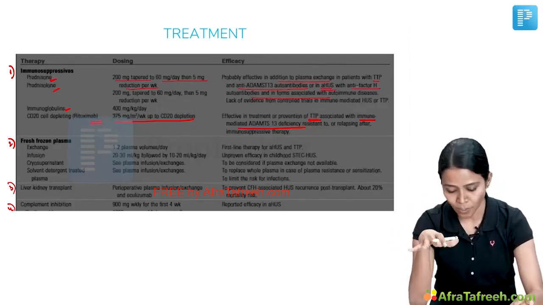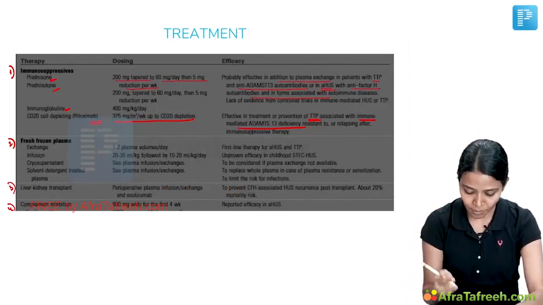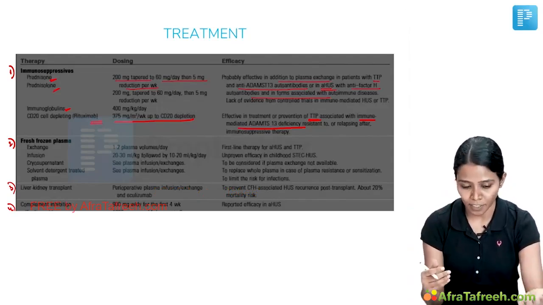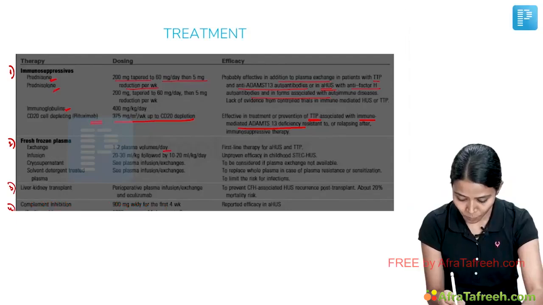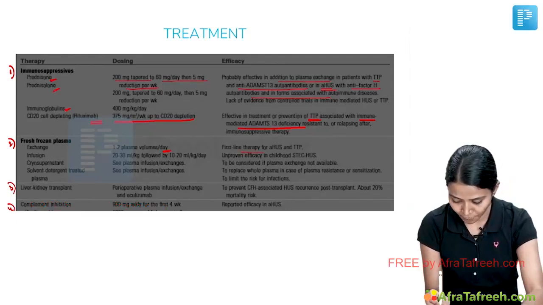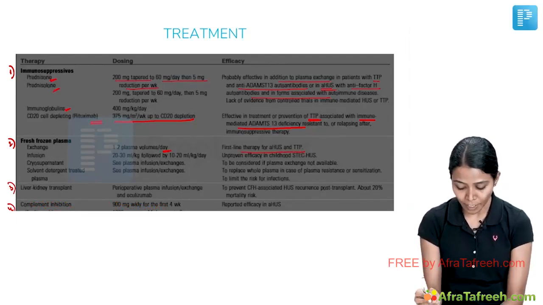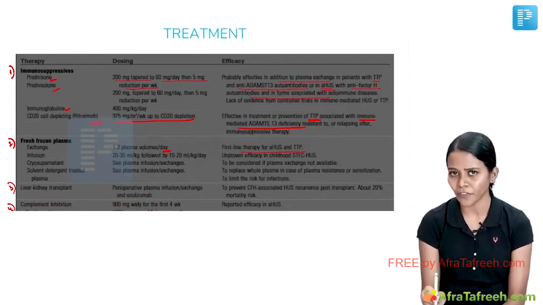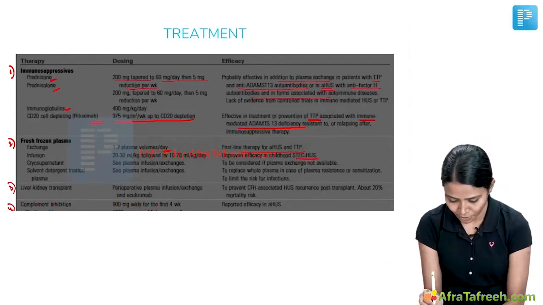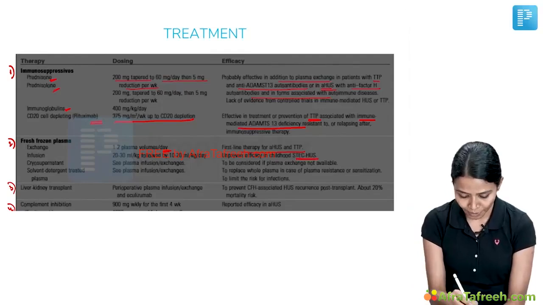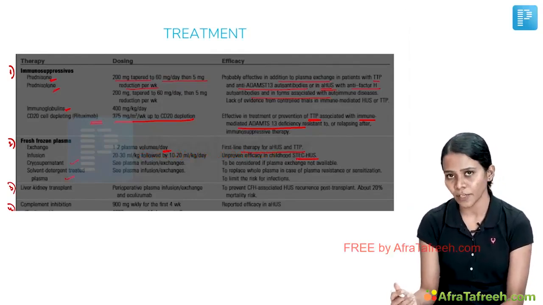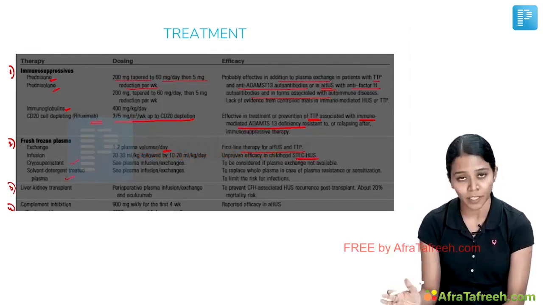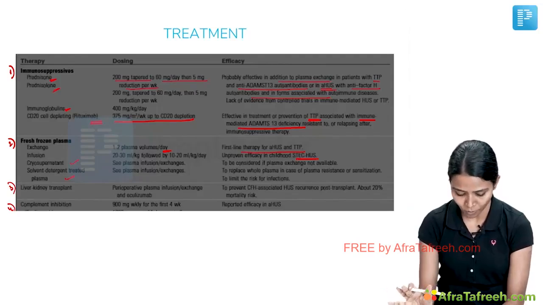Next is fresh frozen plasma. It can be plasma exchange or plasma infusion. Plasma exchange of 1 to 2 volumes per day is first line therapy for HUS and TTP. Plasma infusion has unproven efficacy but can be tried in STEC HUS. Cryosupernatant and solvent detergent treated plasma can be considered in patients where plasmapheresis or plasma exchange is not available. Okay.